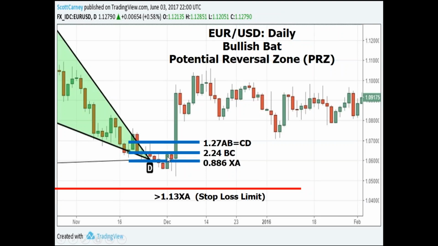Now we'll look at these strategies when we talk execution, but it's important to note the whole concept of a zone and focusing on this zone for a change in character to indicate a larger reversal at hand. Also take a look at the stop loss limit just beyond that 1.13.